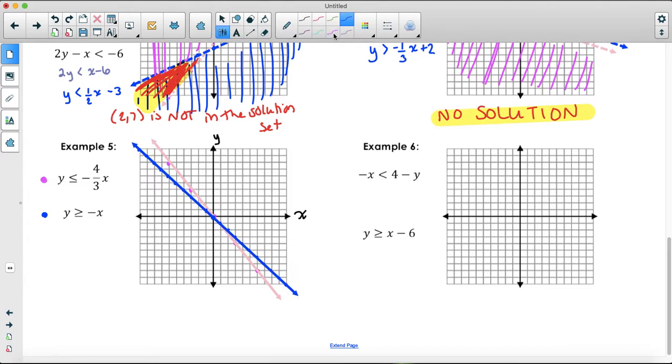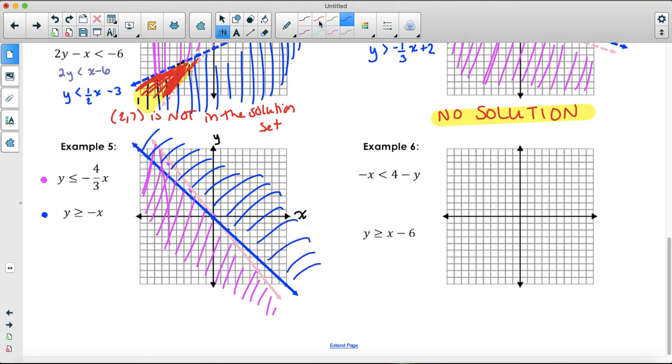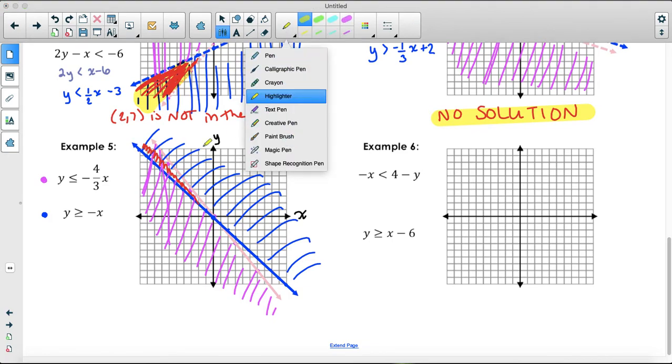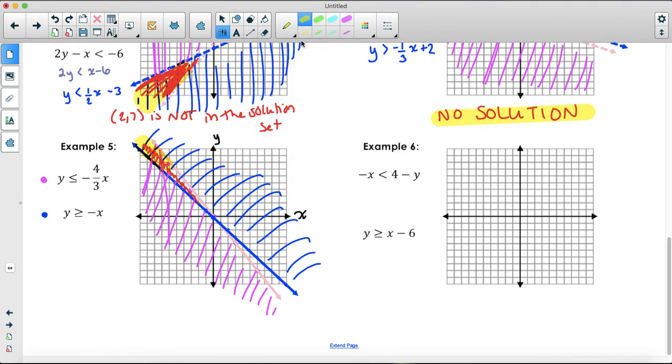And now we will be able to shade. So for the pink, it is less than, so I'm going to go along my pink line and shade underneath. So all along that pink line, I'm shading underneath. And then all along the blue line, it says greater than, so I'm going to shade up. So shading above that blue line. The location where they meet is actually up in this little sliver right up in here. Our solution is right in that little sliver. So I'm going to highlight inside that little sliver.